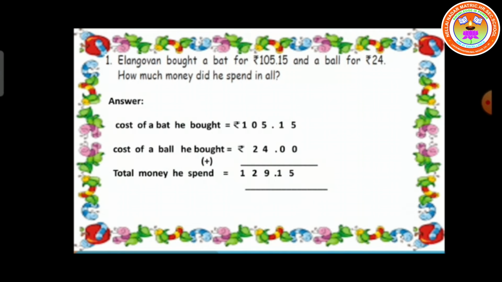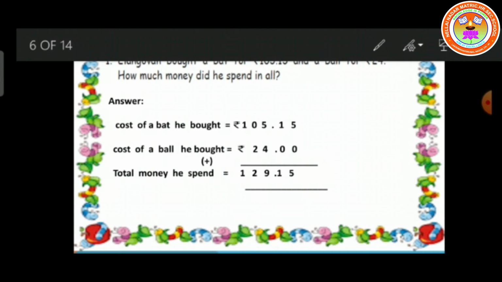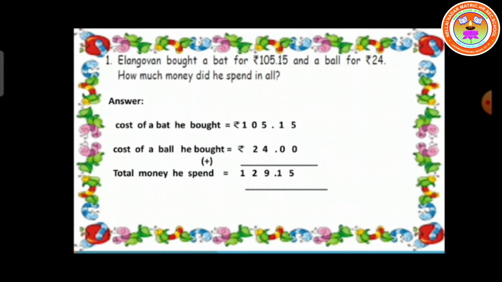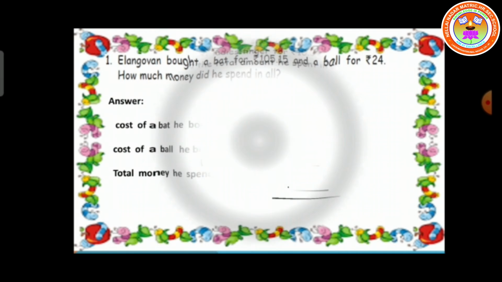Now we are going to find out the total money he spent. So just add it, students. The paise, 5 plus 0 is 5. 1 plus 0 is 1. 5 plus 4 is 9. 0 plus 2 is 2. And we don't have any value in the hundreds place. So write 1 plus 0, it is 1 only. Okay. So the total money he spent is 129 rupees 15 paise. Is it clear? Next problem.